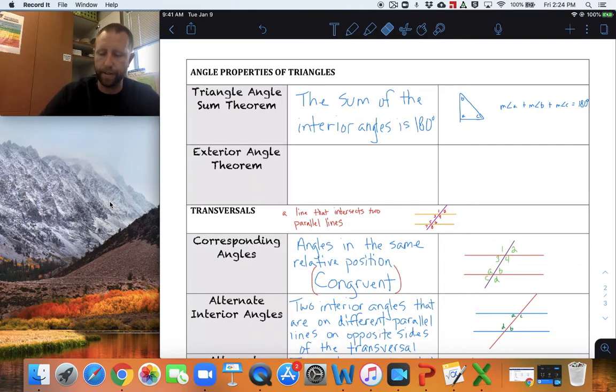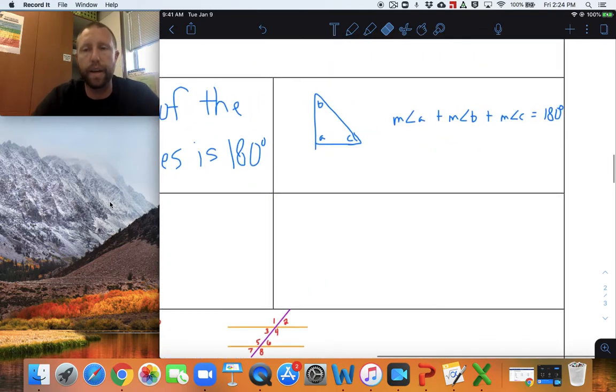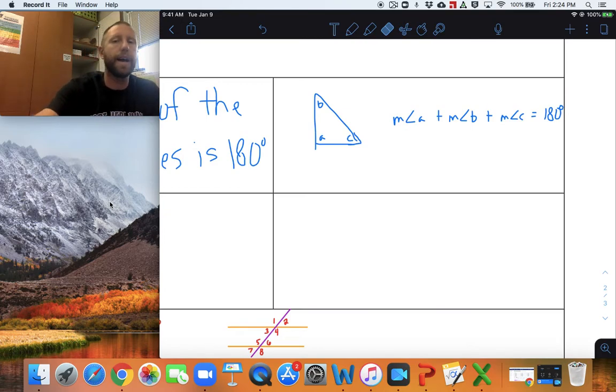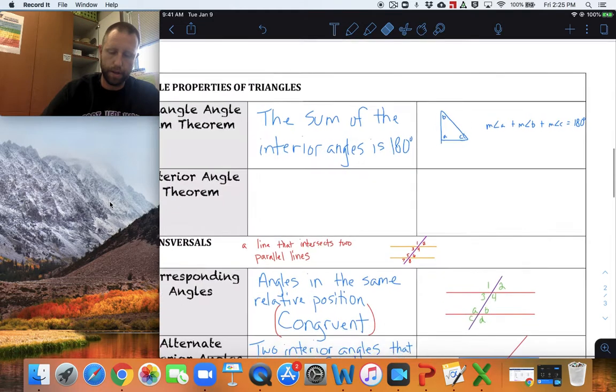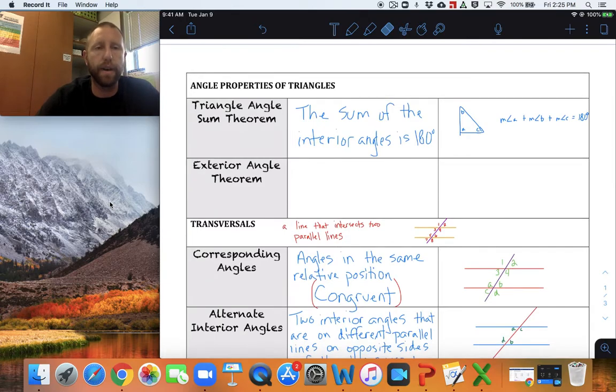So you can see over here to the side, I wrote what that would look like mathematically using our symbols from the other page. So I have angle A, B, and C. The measurement of angle A plus the measurement of angle B plus the measurement of angle C has to equal 180 degrees. And that is my triangle angle sum theorem.